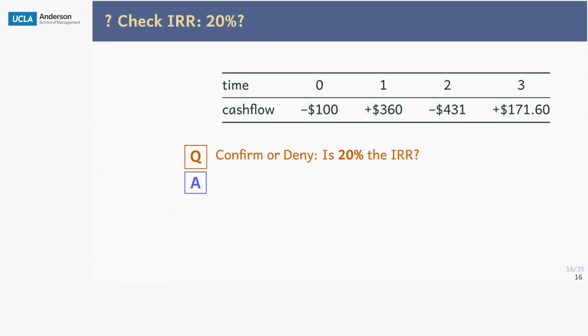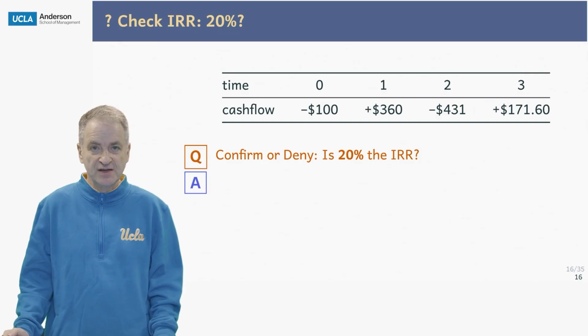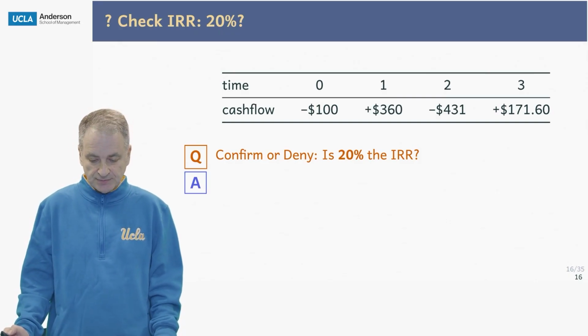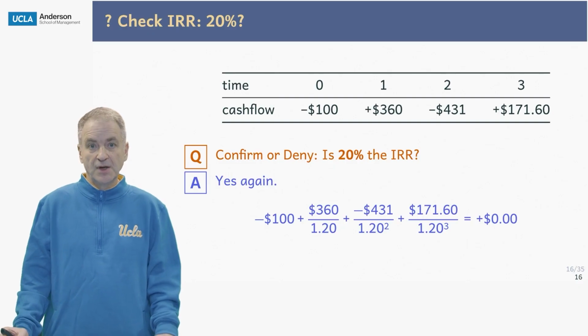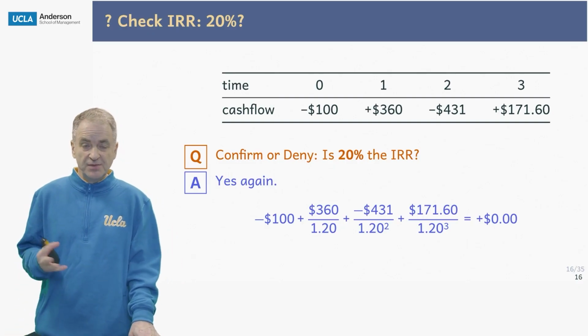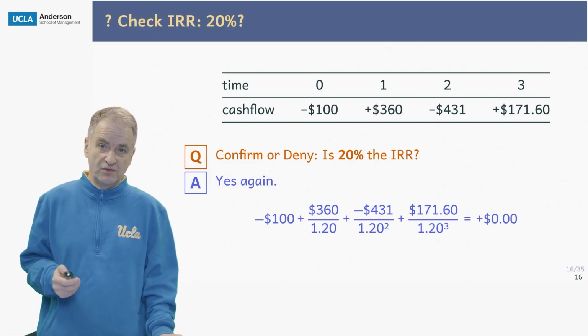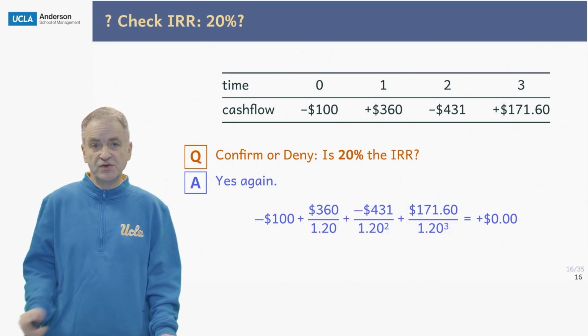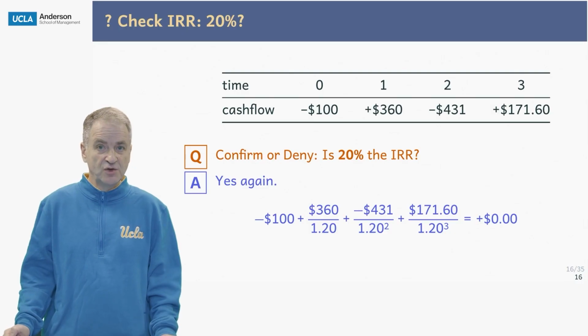Please pause this video now, answer the question on a piece of paper, and then continue. But what about 20%? Can you try 20% for me? Now we've got a problem, because that too is an internal rate of return. Again, the net present value formula comes out to 0. It's a valid internal rate of return.